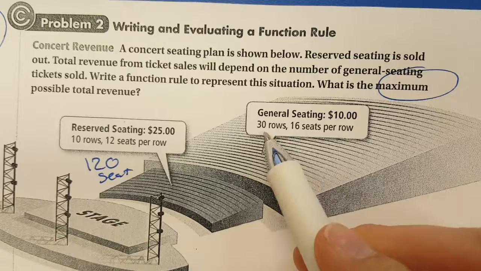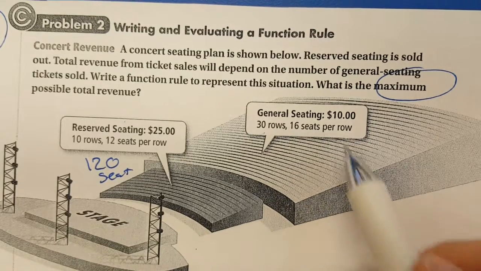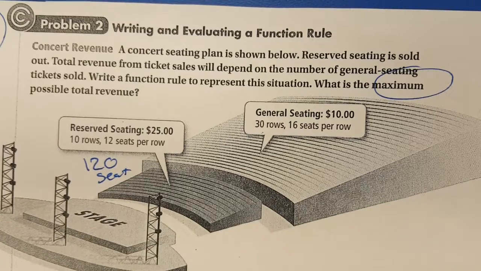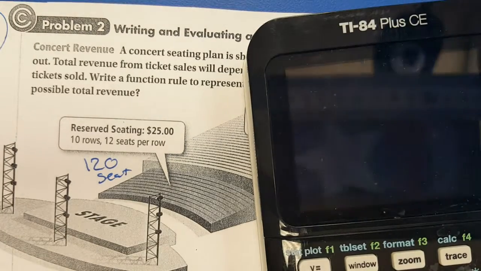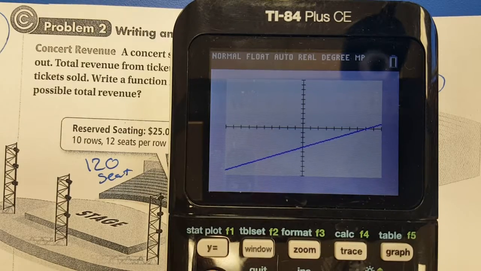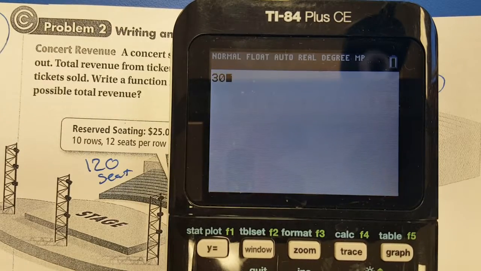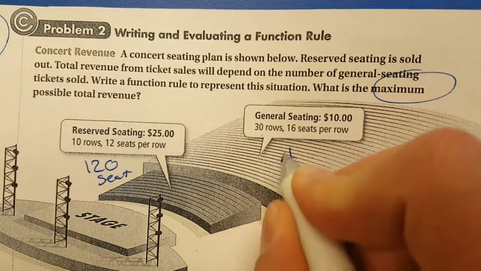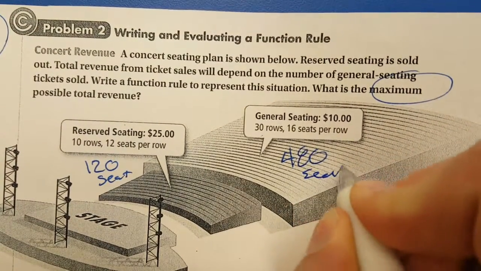Right here you have 30 rows, 16 seats per row. That's going to be 30 times 16, which I don't know off the top of my head. All right, so I'm going to go and cheat a little bit here. Ooh, looks like I was graphing something weird. We might do that in class sometime. Who knows? What do we got? 30 times 16. Hey, 480. There you go. So we have 480 seats right here.